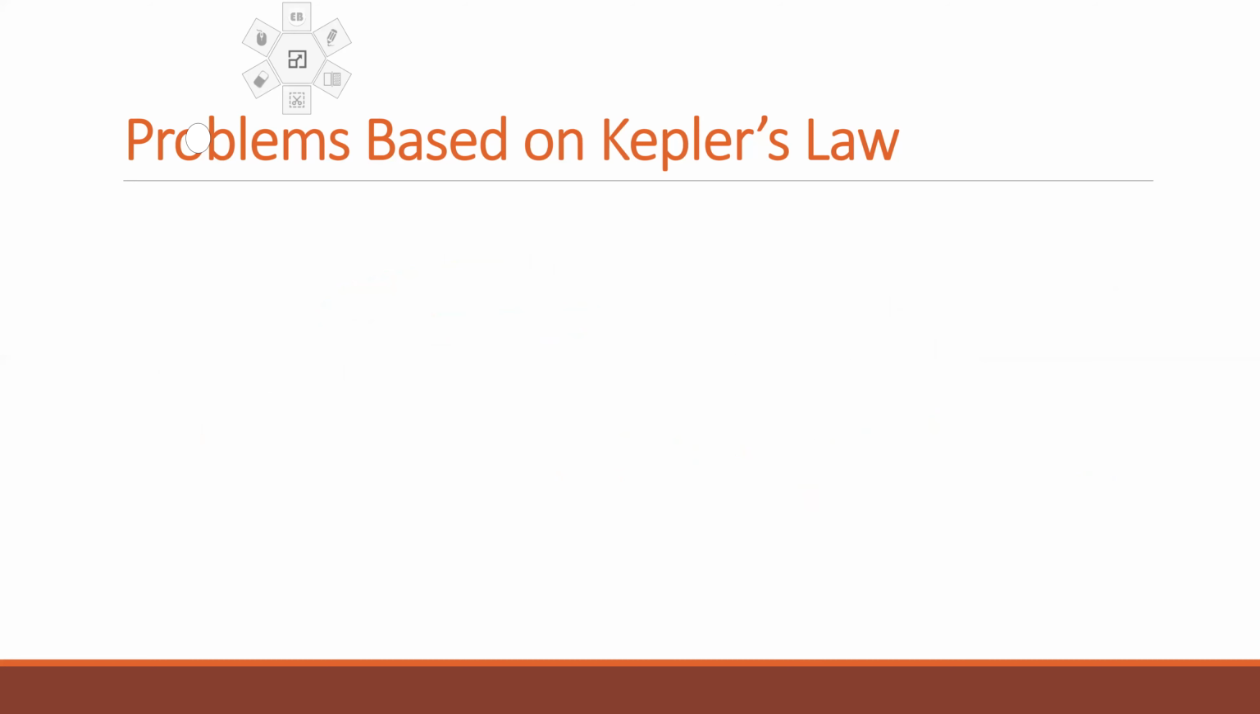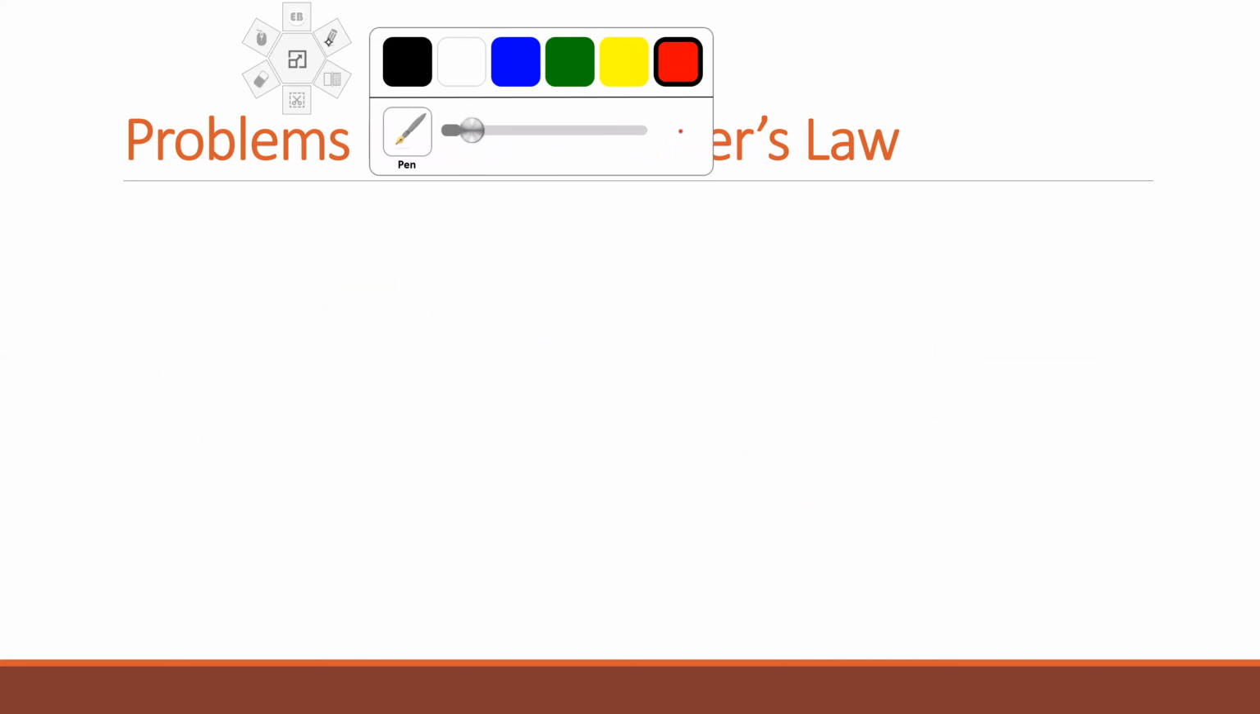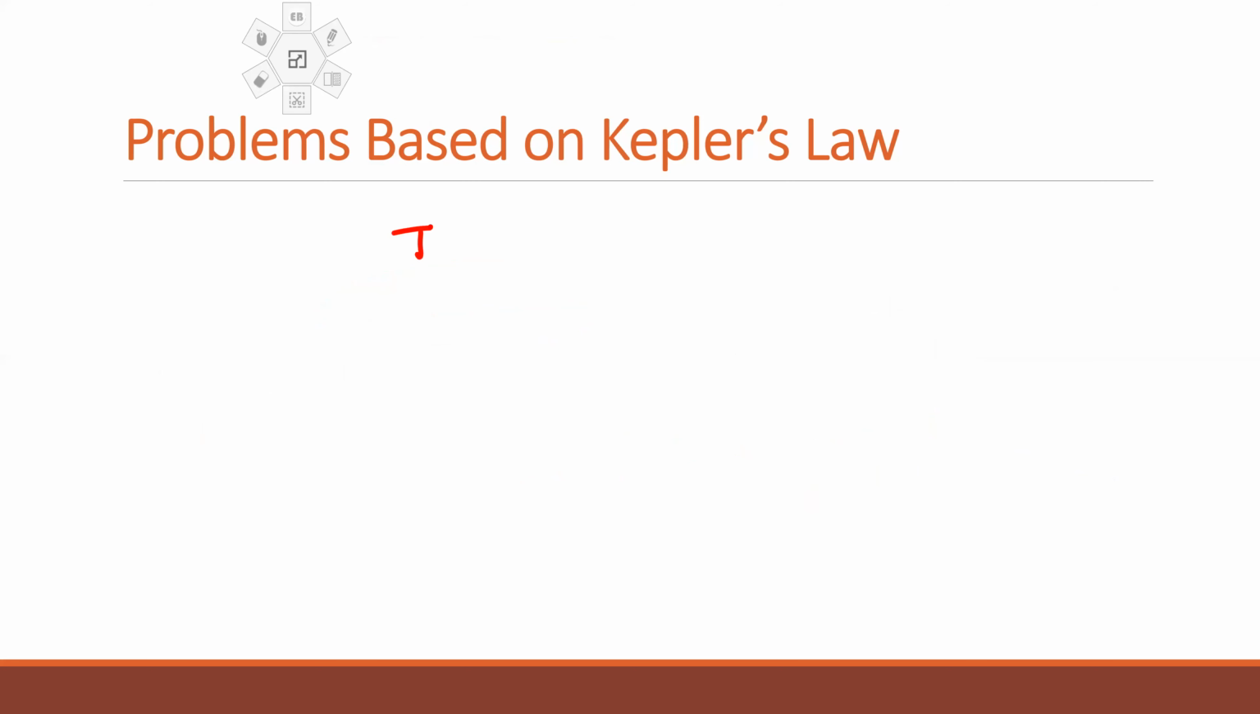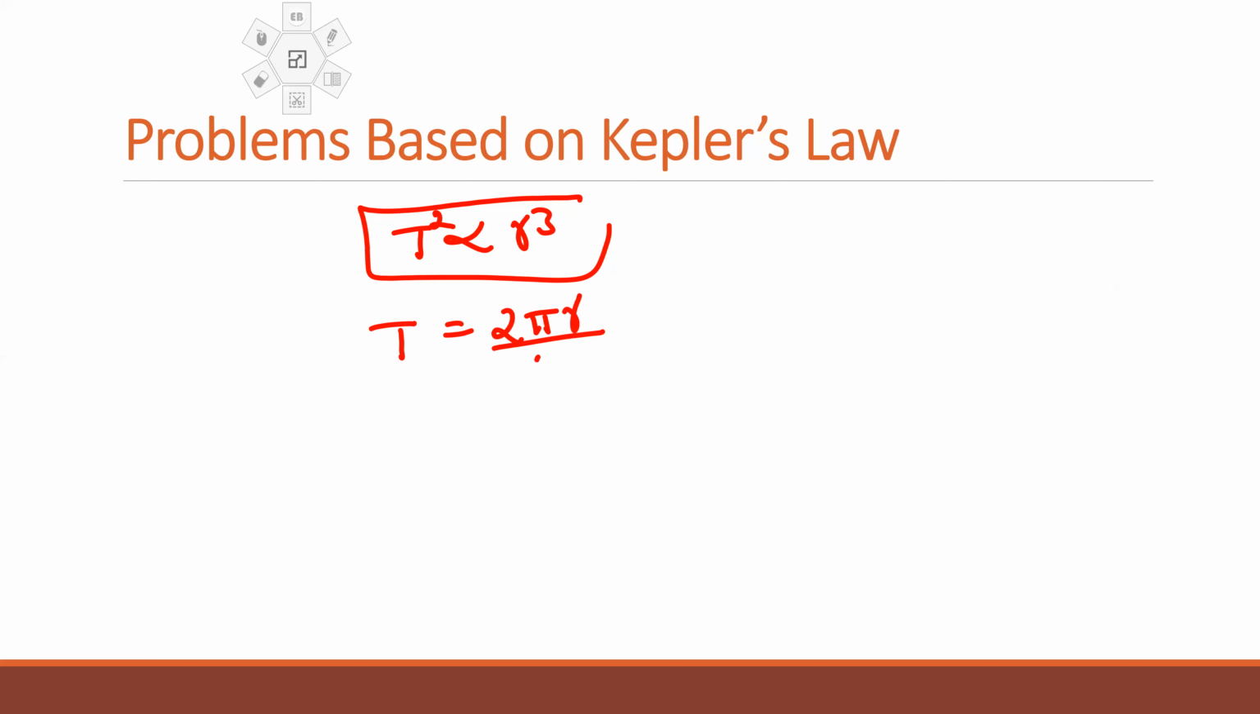When a satellite or any planet rotates around the sun, T square is directly proportional to what? R cube. Not T, T square is directly proportional to R cube. This one you have to remember. Please note down this: T equal to 2 pi R divided by V naught.